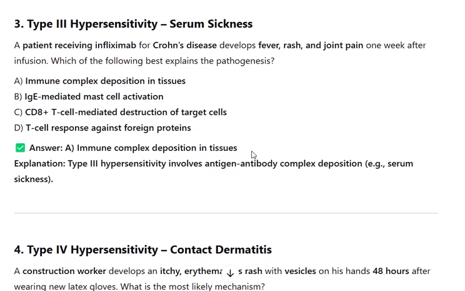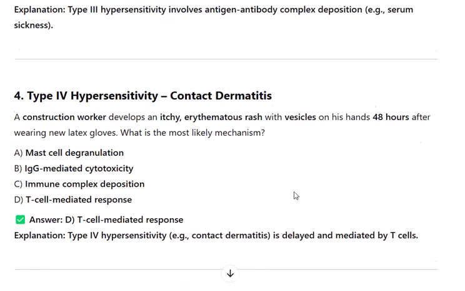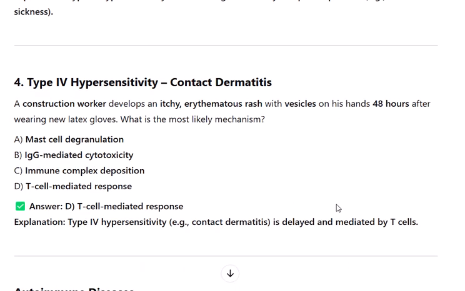serum sickness. 4. Type 4 hypersensitivity, contact dermatitis. A construction worker develops an itchy erythematous rash with vesicles on his hands 48 hours after wearing new latex gloves. What is the most likely mechanism? A. Mast cell degranulation. B. IgG-mediated cytotoxicity. C. Immune complex deposition. D. T-cell-mediated response. Answer: D. T-cell-mediated response. Explanation: Type 4 hypersensitivity, e.g. contact dermatitis, is delayed and mediated by T-cells.